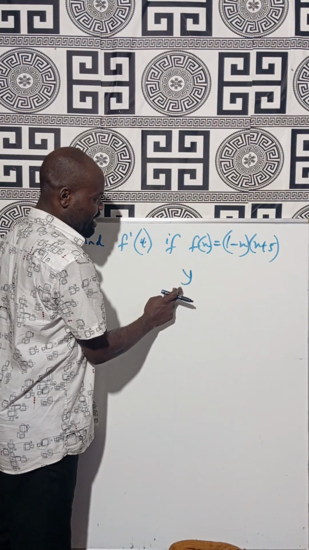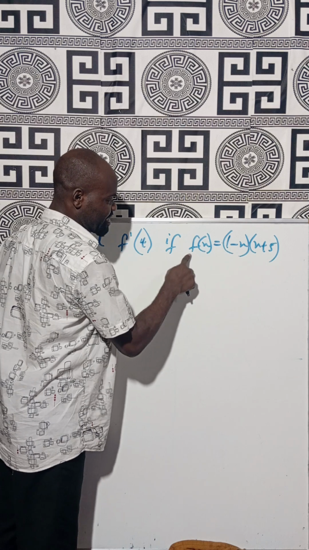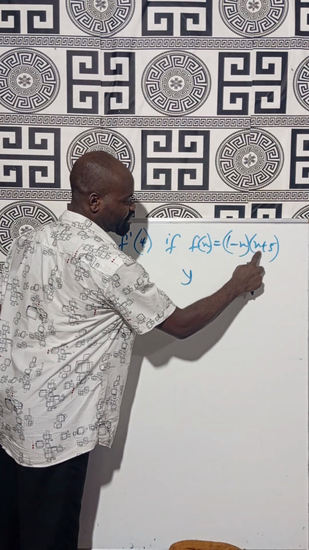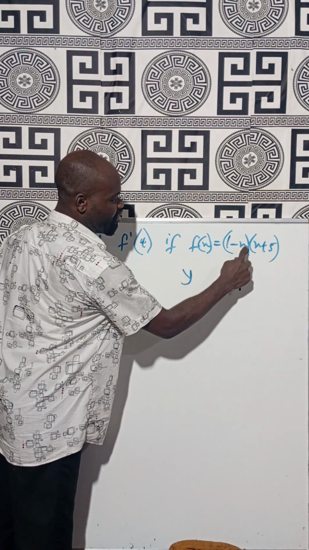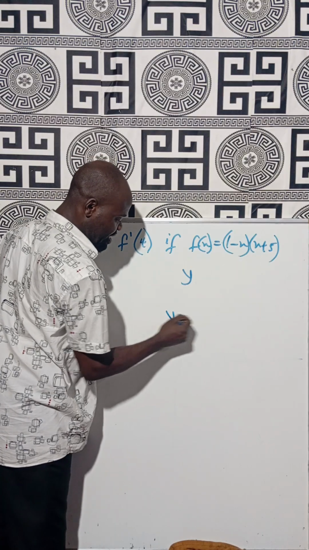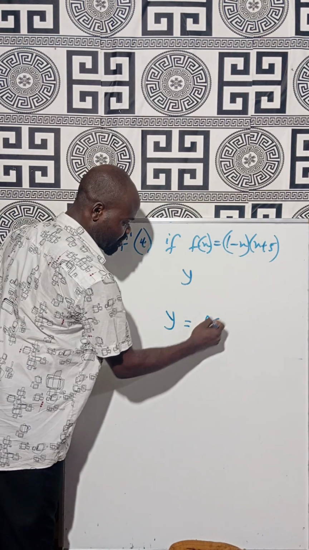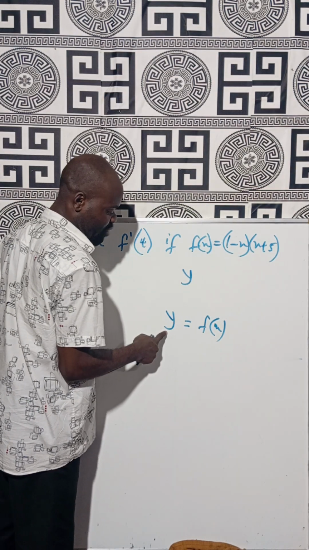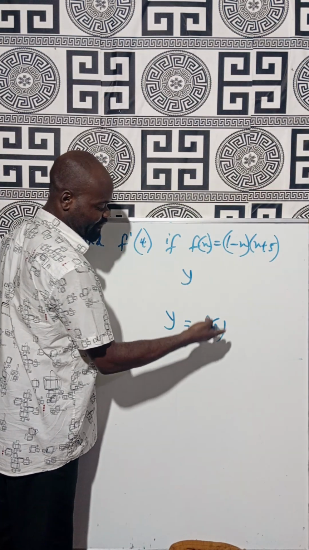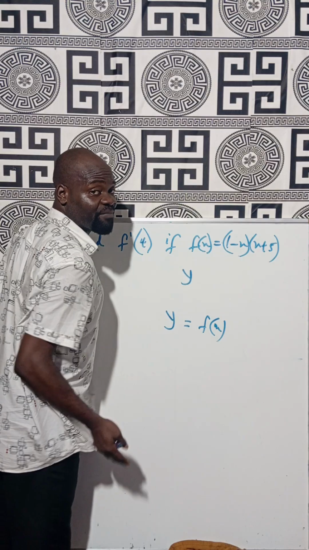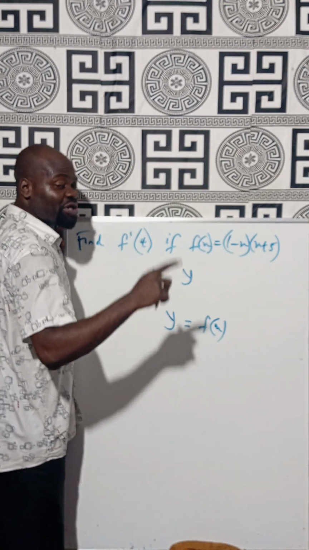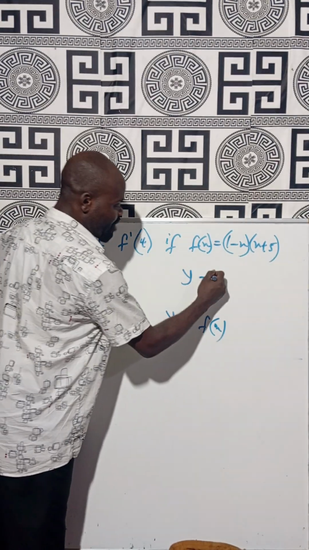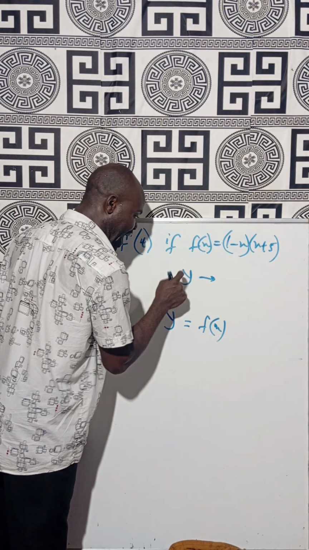If I write y now, that means y is on the left hand side and x is on the right hand side. So that means y is a function of x, which means that anywhere I have f of x, I can put y, and anywhere I have y, I can put f of x. Understood?